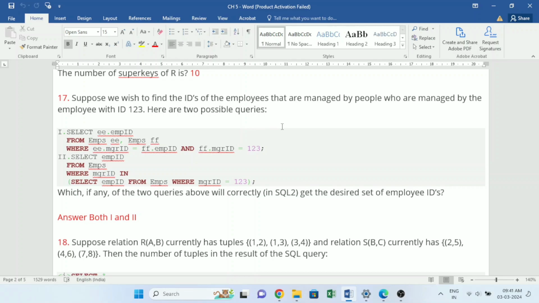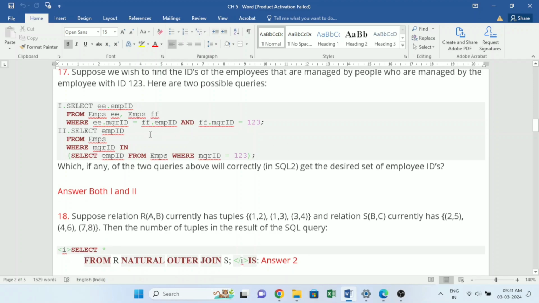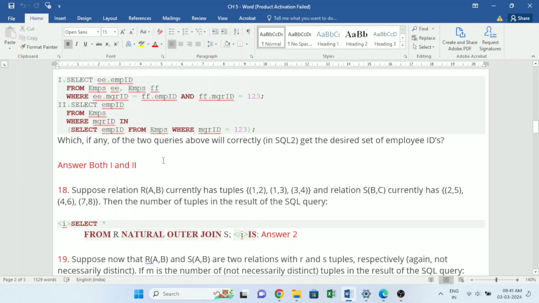1. Select EE.EMPID from EMPS EE, EMPS FF where EE.MGRID equals FF.EMPID and FF.MGRID equals 123. 2. Select EMPID from EMPS where MGRID in (select EMPID from EMPS where MGRID equals 123). Which, if any, of the 2 queries above will correctly, in SQL 2, get the desired set of employee IDs? Answer: both 1 and 2.